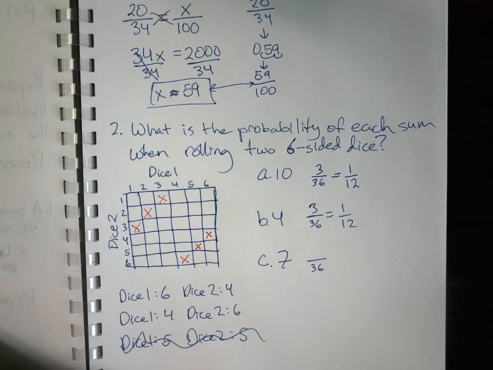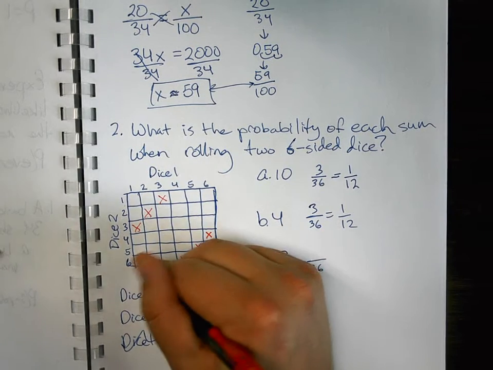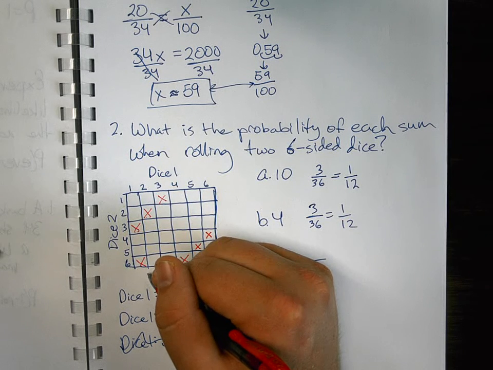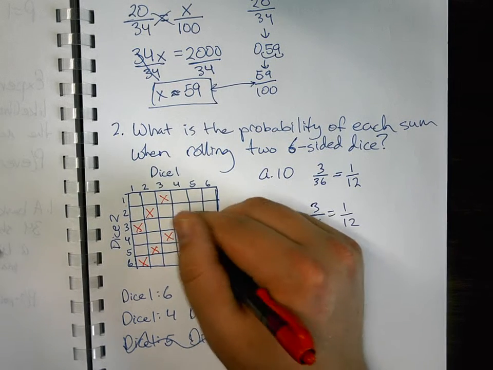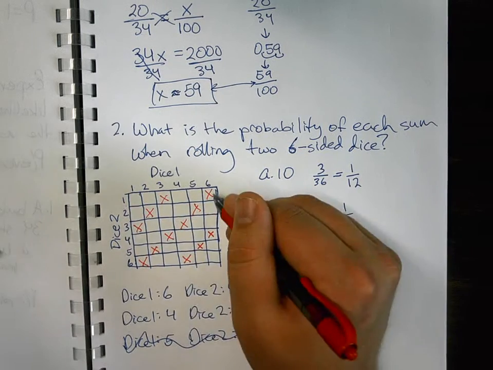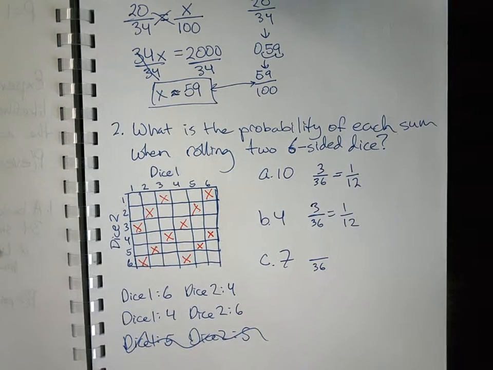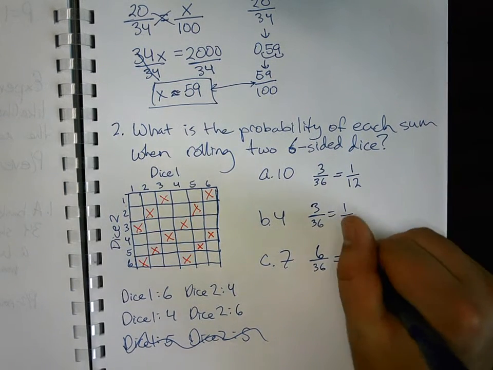Okay, and then finally, we're considering things that add up to 7. Maybe you've noticed a pattern already on this chart, but the interesting thing here is that if we roll 6 on dice 1 and 1 on dice 2, that adds up to 7. Roll 2 on dice 1, 5 on dice 2. And it's just going to keep going: 3 and 4, 4 and 3, 5 and 2, 6 and 1. So we'll have 6 out of 36 possibilities, or 1/6.